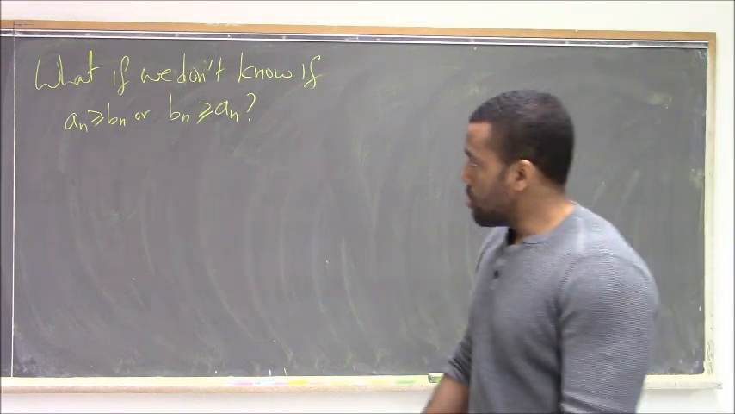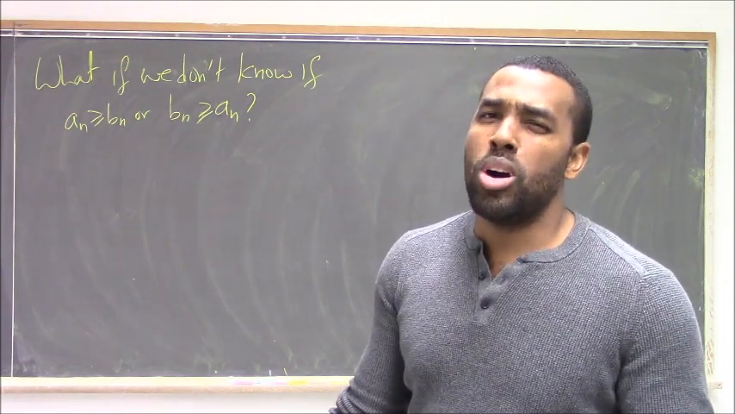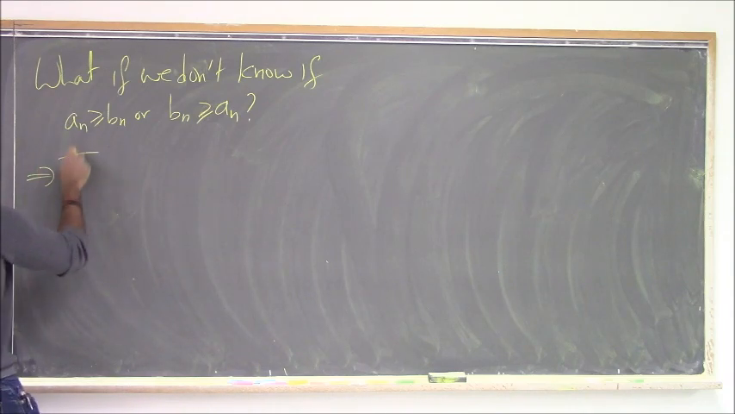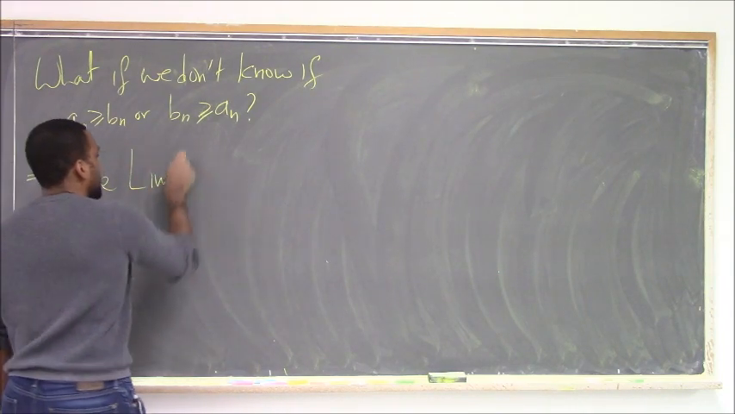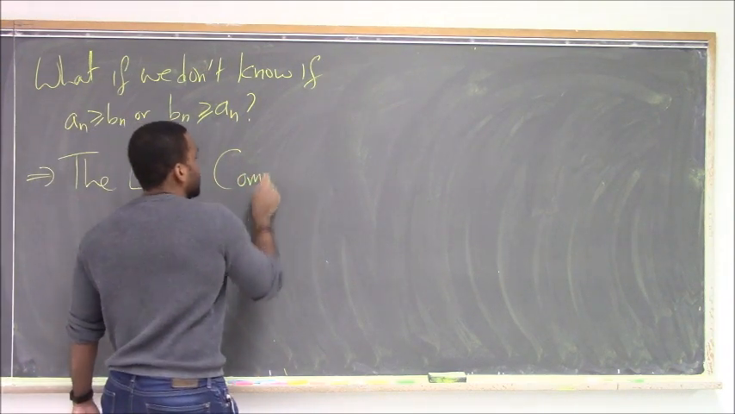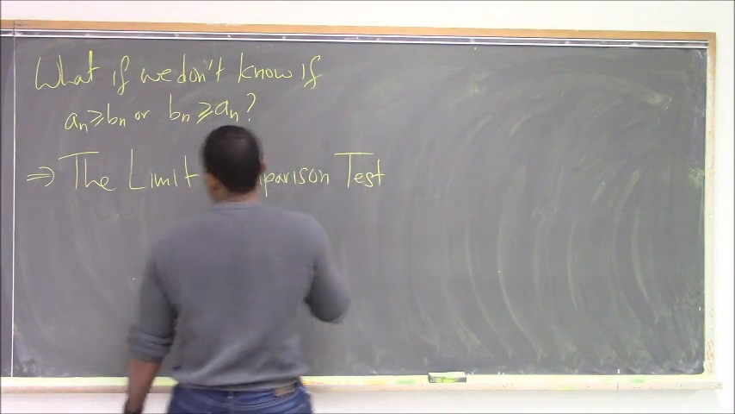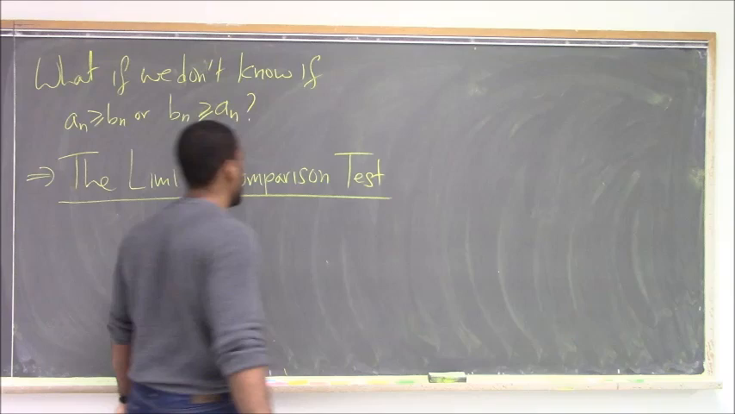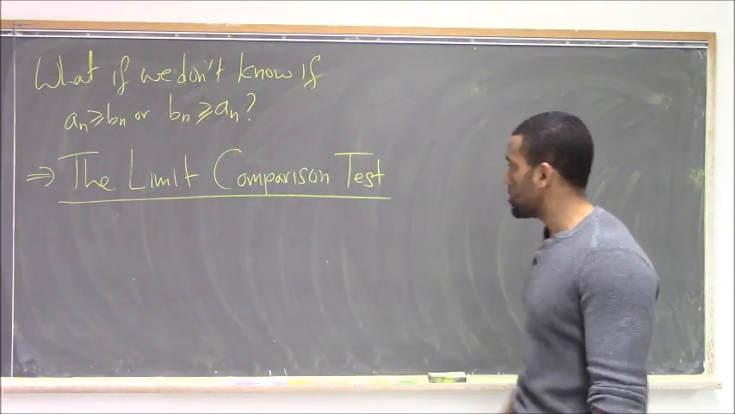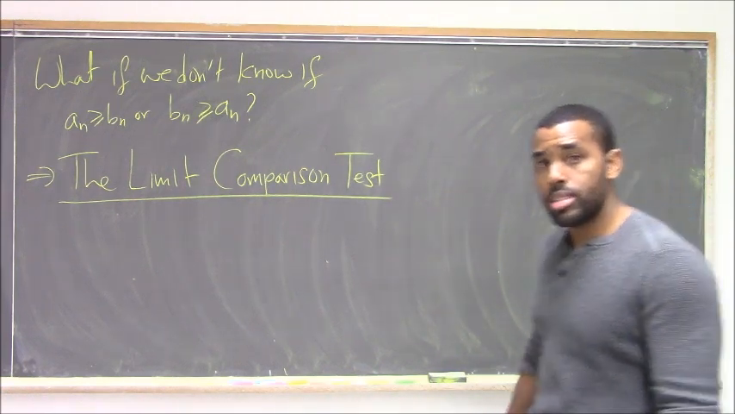So what if we don't have that data? Or we could find that data, but we just don't want to because it's going to be very annoying. Then we move on to something called the limit comparison test. Now, we usually don't leave out the word limit here. If someone just says comparison test, they're talking about the direct comparison test. But if someone is using the limit comparison test, they'll mention it. They'll say either limit comparison or limit comparison test. Okay. So here's how this test works.